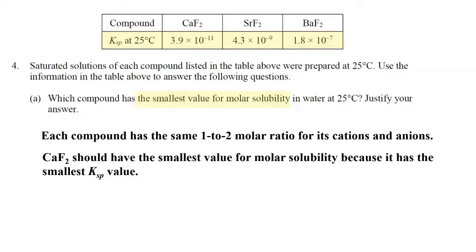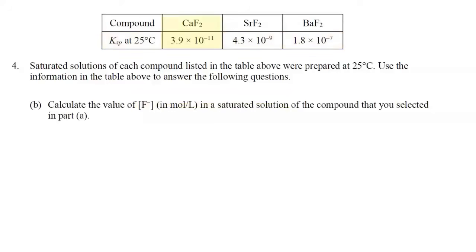But right now in question 4, they all had the same 1-to-2 molar ratio for cations and anions, so we could compare the Ksp values and say the smallest value for molar solubility is going to be the one that has the smallest Ksp. Now let's go on to part B of this question. Calculate the concentration of the fluoride ion in moles per liter in a saturated solution of the compound that you selected in part A. So here is our Ksp expression.